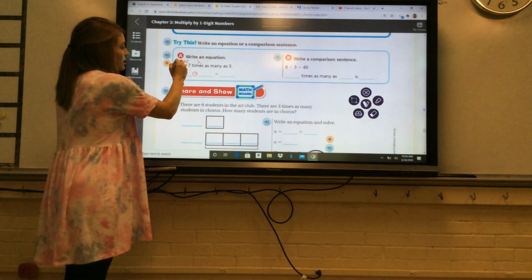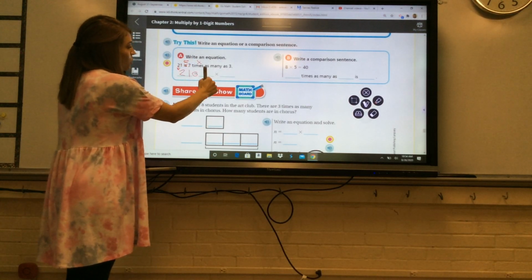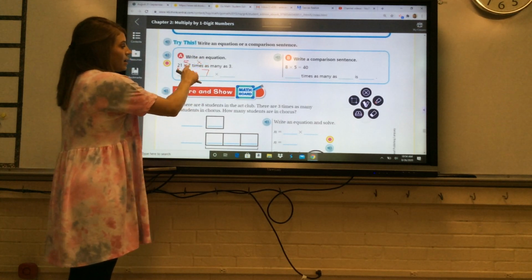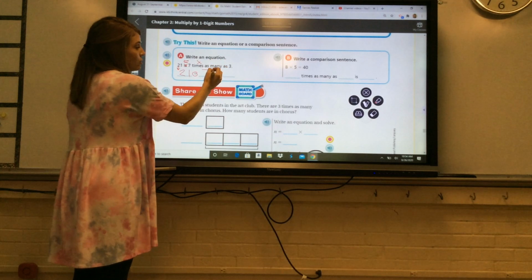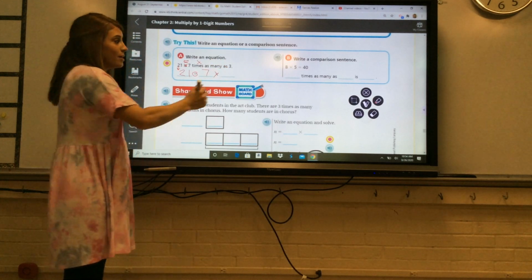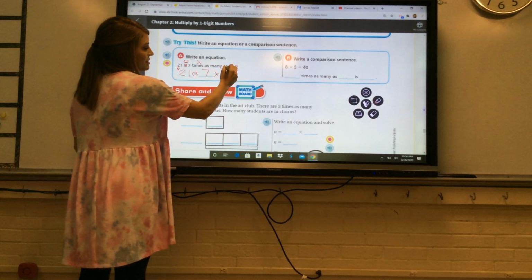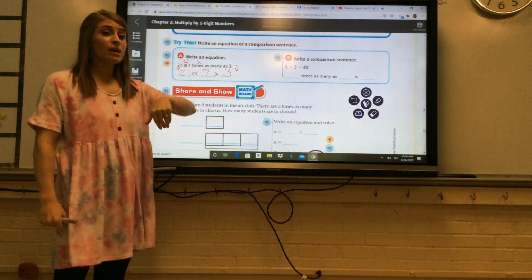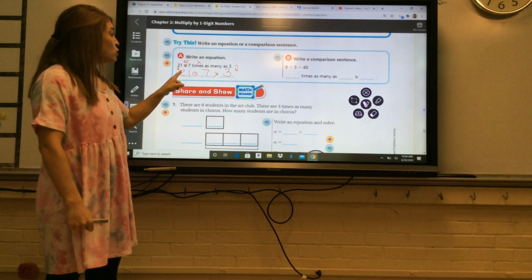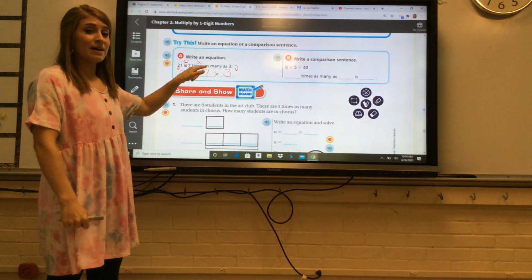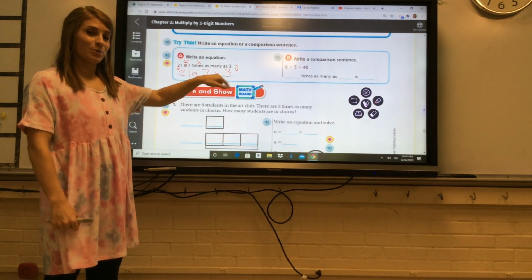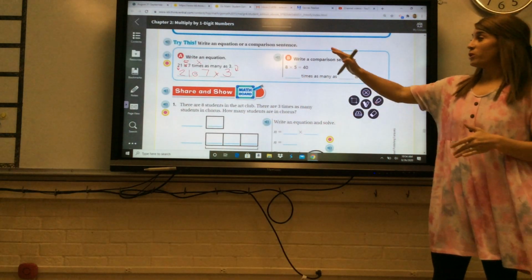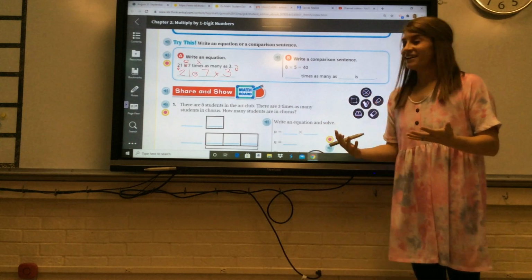So I'm going to bring this number down. 21 equals, and then I'm going to bring my next number down, 7. And it says 7 times as many as 3. Oh, there's my times symbol. And then 3 is my last number right there. So 21 is 7 times as many as 3 is the same thing as saying 21 equals 7 times 3. Okay? So as long as we keep those numbers in order, we're good.